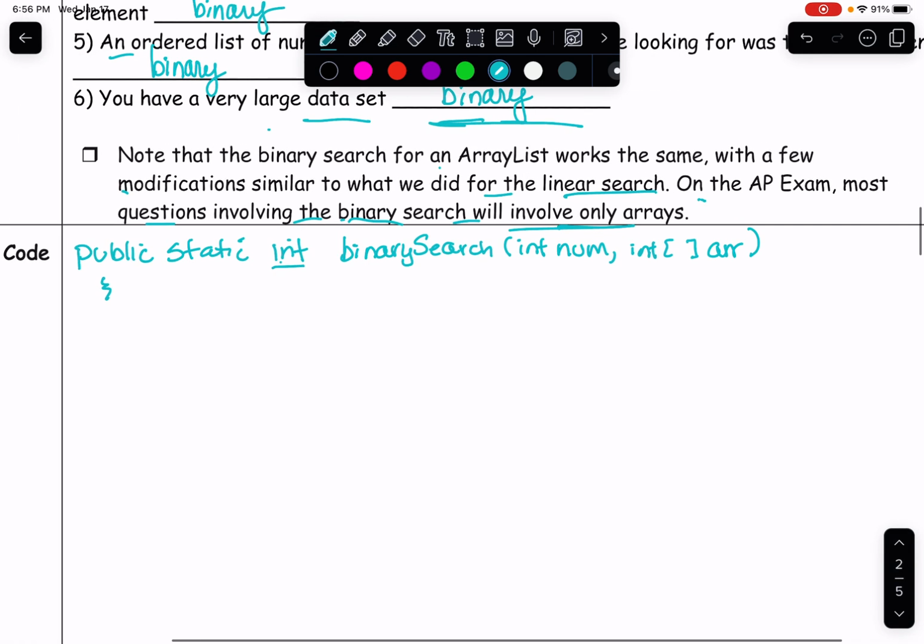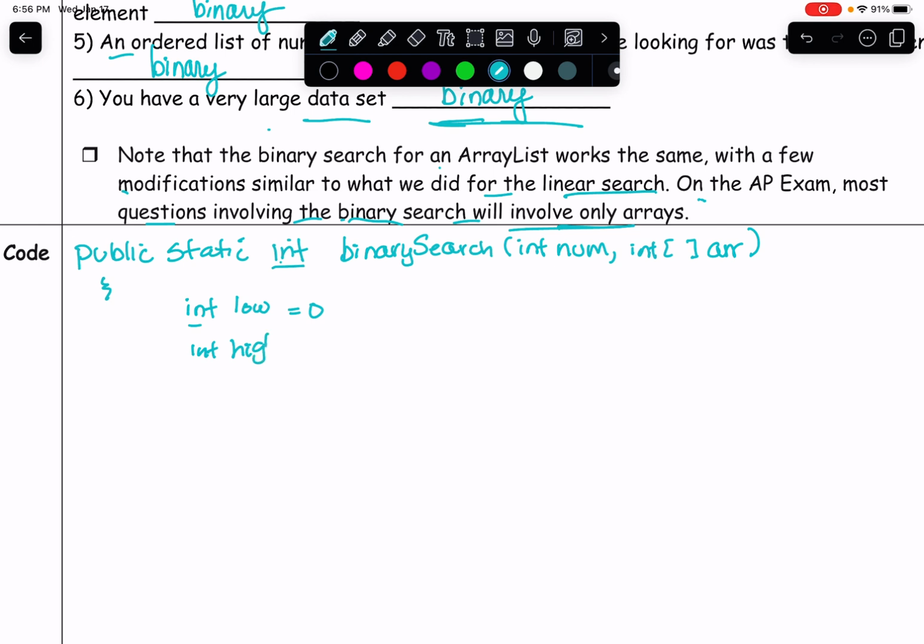The first thing we did was we put low as the first index. So low, we'll make a new variable. int low is equal to 0. That's always going to be the first index. And int high will be the last index. So that's going to be ARR.length minus 1. So we have made low and high.